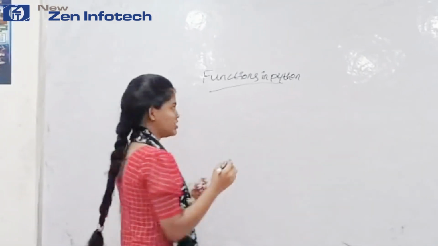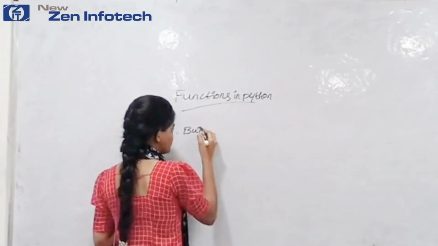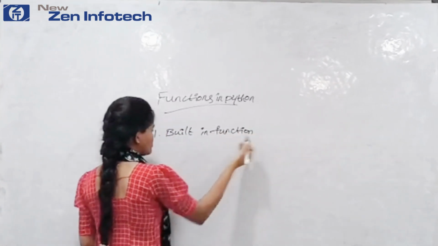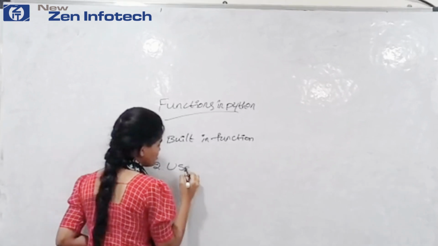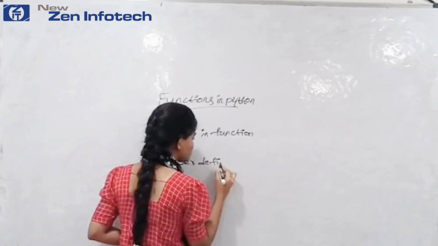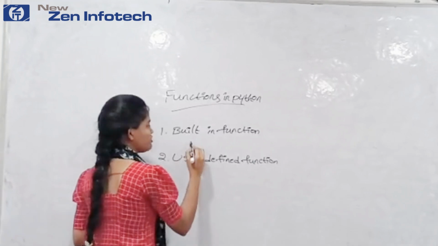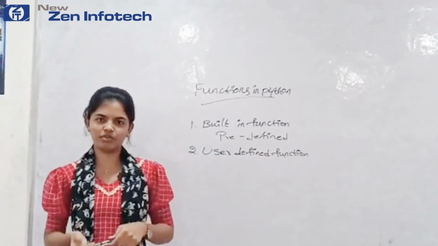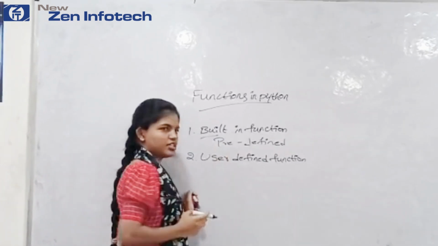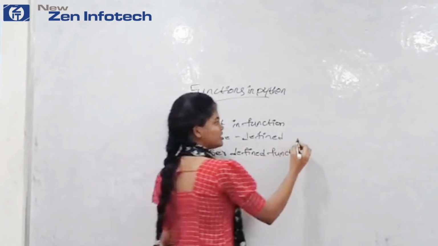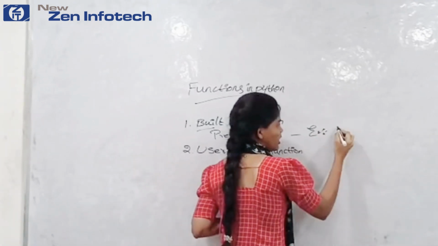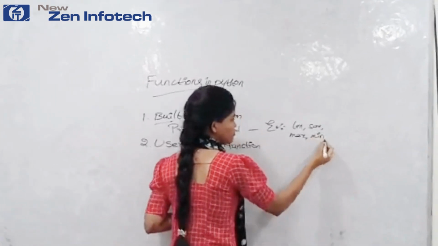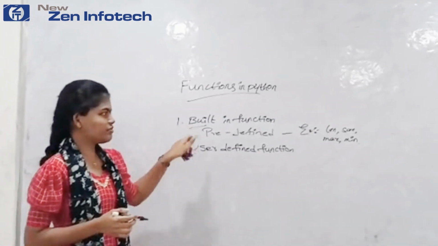There are two types of functions. First, built-in functions, and second, user-defined functions. A built-in function, also known as a predefined function, is already defined before. For instance, length, sum, maximum, minimum. These are all called built-in functions.